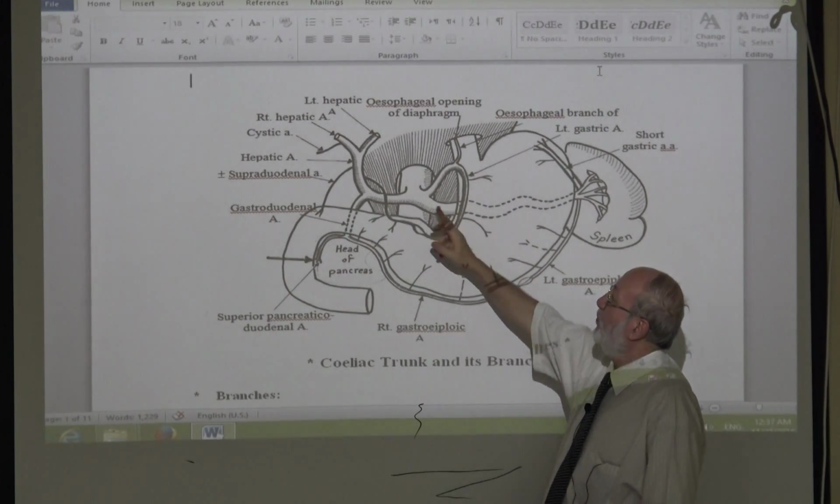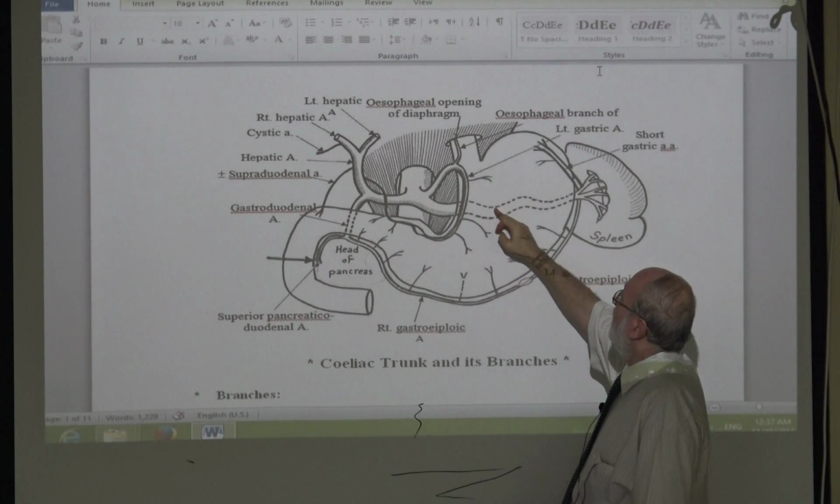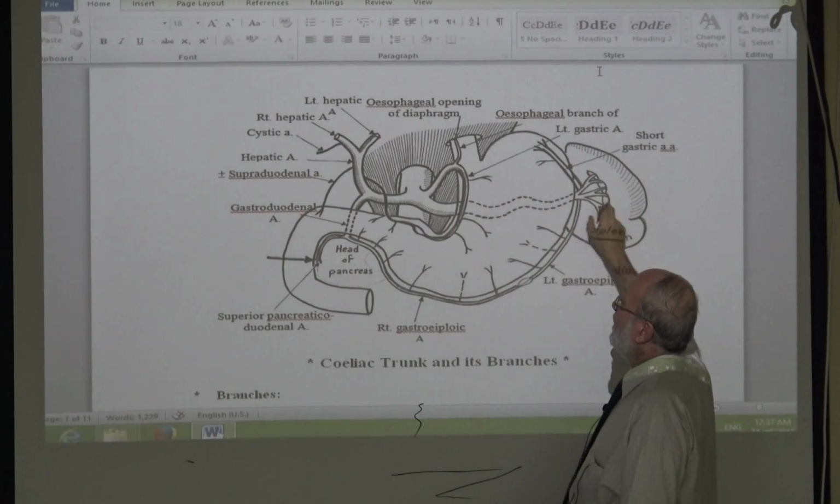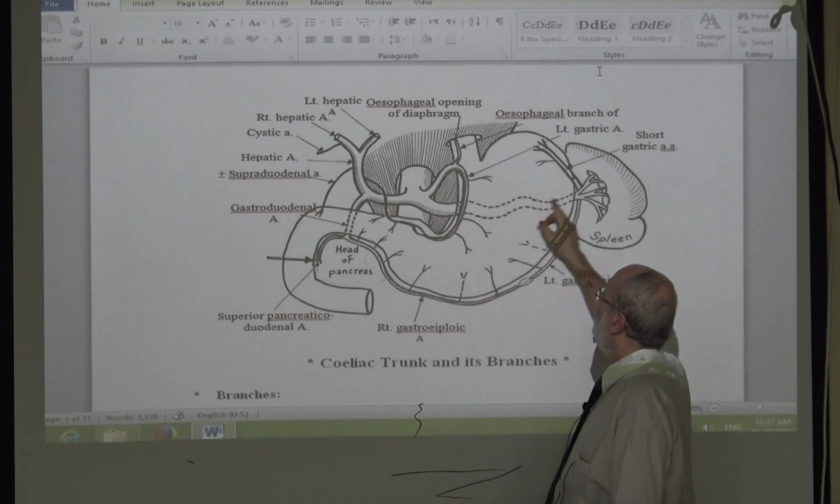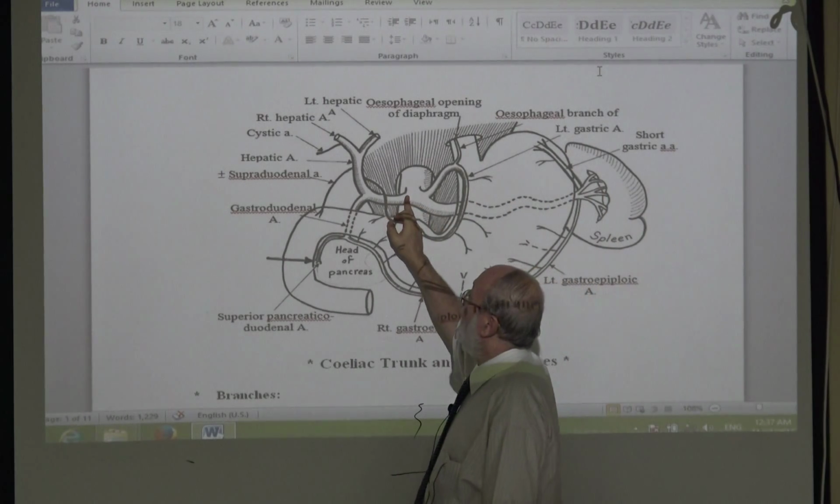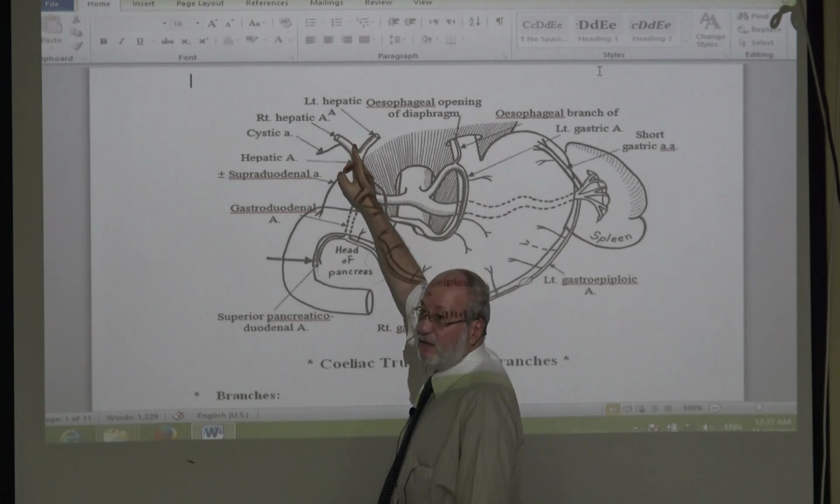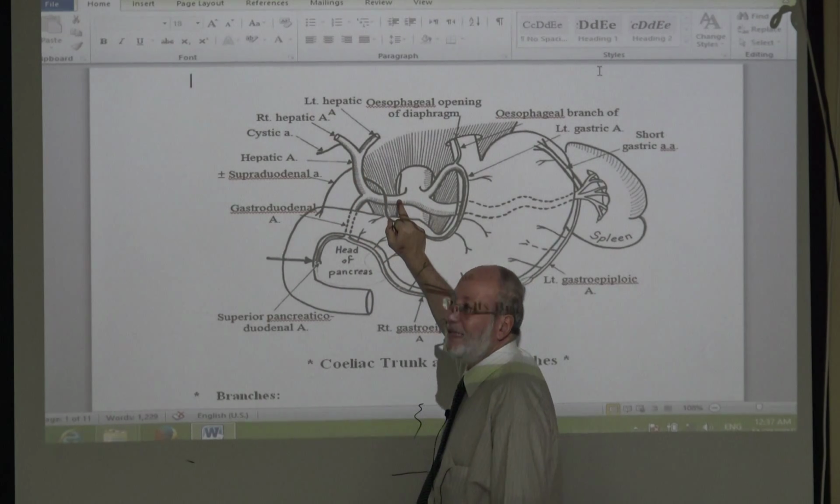The other terminal branch from the celiac trunk is one artery passing to the spleen. Therefore, it's called the splenic artery. And the third terminal branch is passing to the liver. Therefore, it's called hepatic.